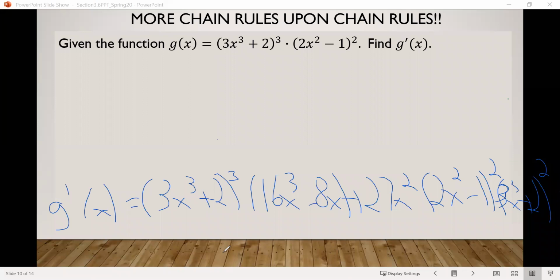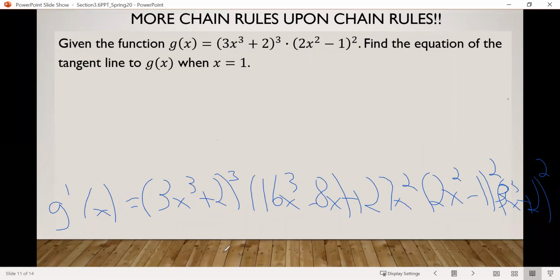Okay, so let's use this now to find the equation of a tangent line to this function at x equals 1. In order to do that, there are a couple of things we have to do. First of all, we need to input 1 into the function g. So we need to do g of 1. When we do that, I think we'll get 5 cubed times 1 squared. So I think it's 125 we get as our output.